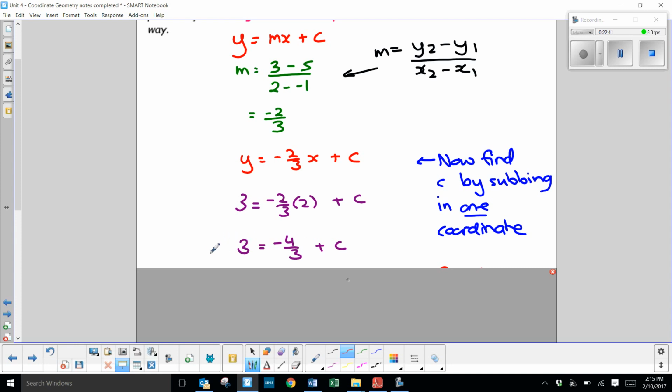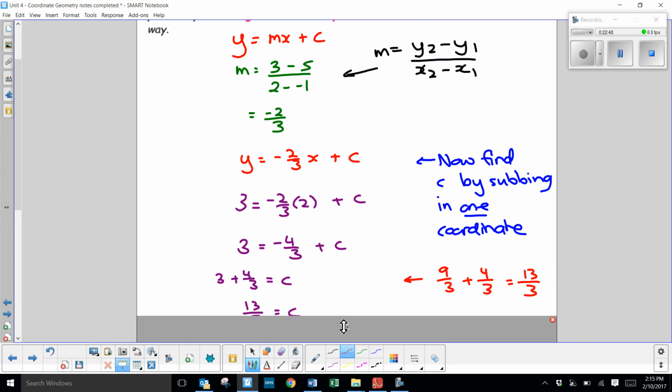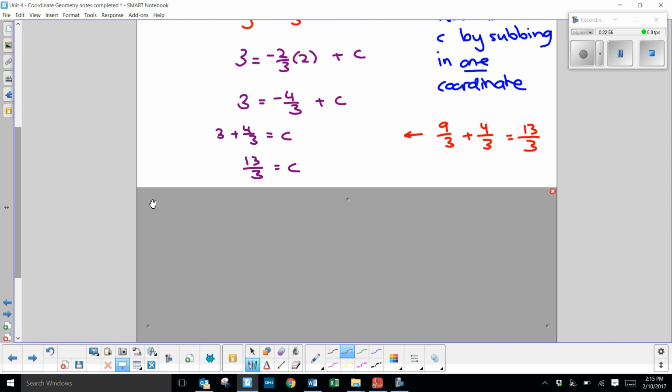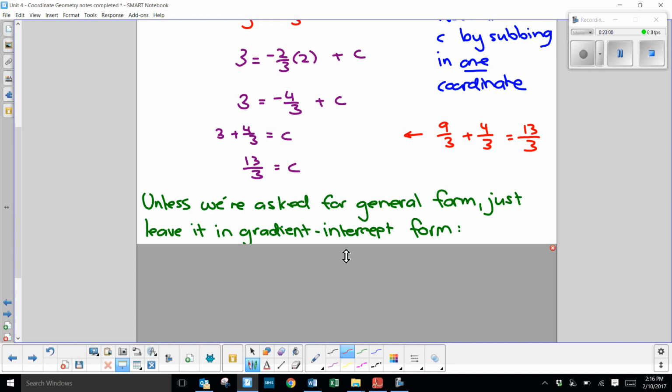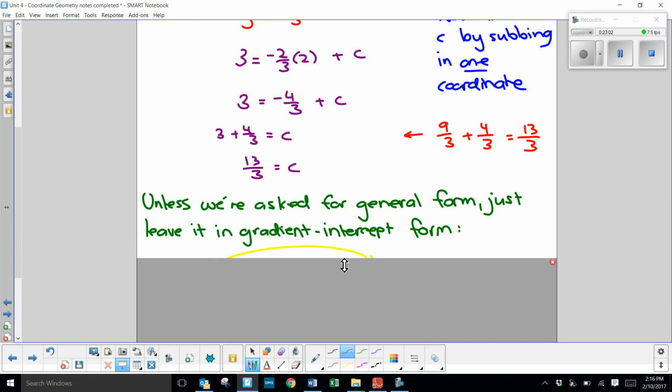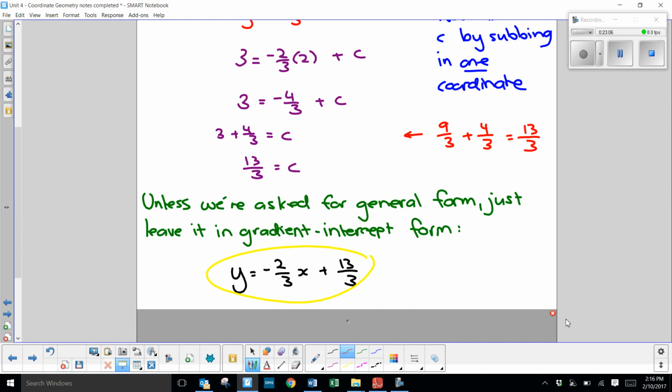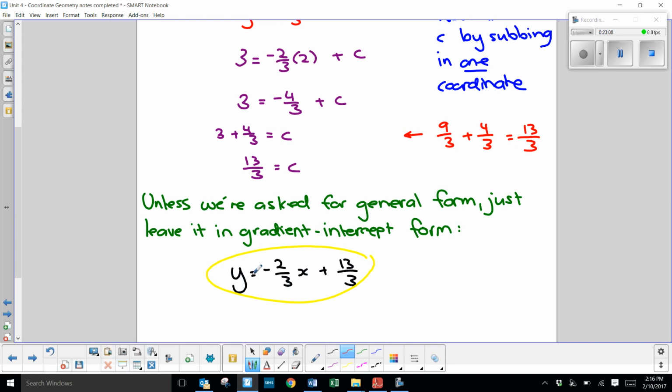That would be 9 over 3 plus 4 over 3, 13 over 3. So our coordinate c is equal to 13 over 3. So let's just leave it in gradient intercept form because we weren't asked. Unless we're asked for general form, I would suggest just leave it in gradient intercept form because it's less work, really, isn't it? For me anyway, if you use my method. Negative 2 over 3x plus 13 over 3. And the great thing is you can just leave them as fractions. You don't need to turn them into whole numbers.